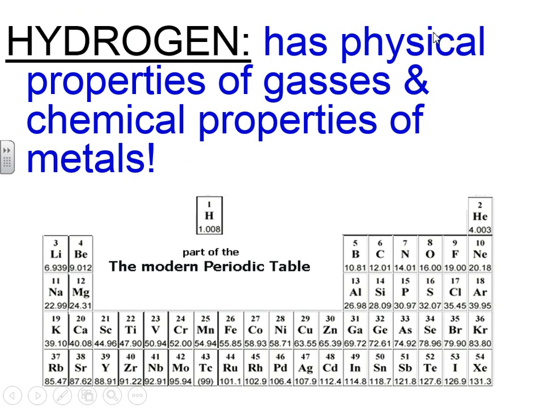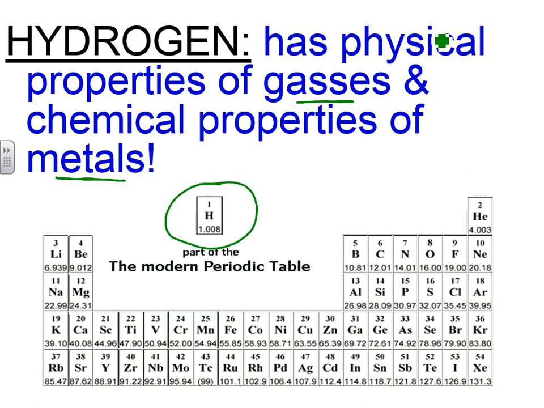Now, hydrogen is very special. Hydrogen has physical properties of gases. It itself is a gas. If you fill a balloon with hydrogen, it'll float. And it has chemical properties of metals, which is really strange. And that's why oftentimes hydrogen is not placed anywhere. It's kind of placed in the middle of the periodic table and kind of hangs there.